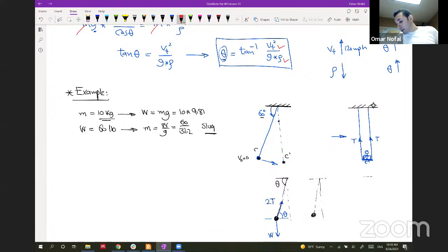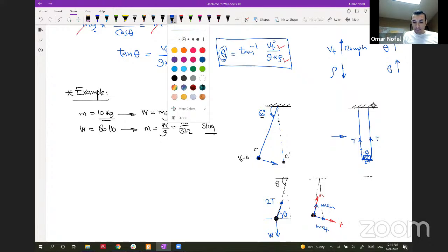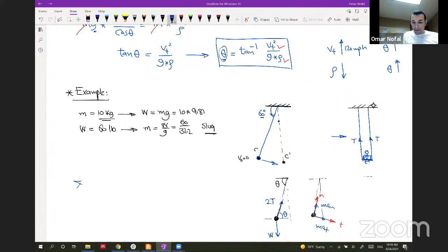And here's the tangential direction. And here is the normal direction. And let's assume that our m a tangent is in this direction and m a normal is in this direction. So let's start with the tangential direction. Sum of Ft will be equal to m a tangent.